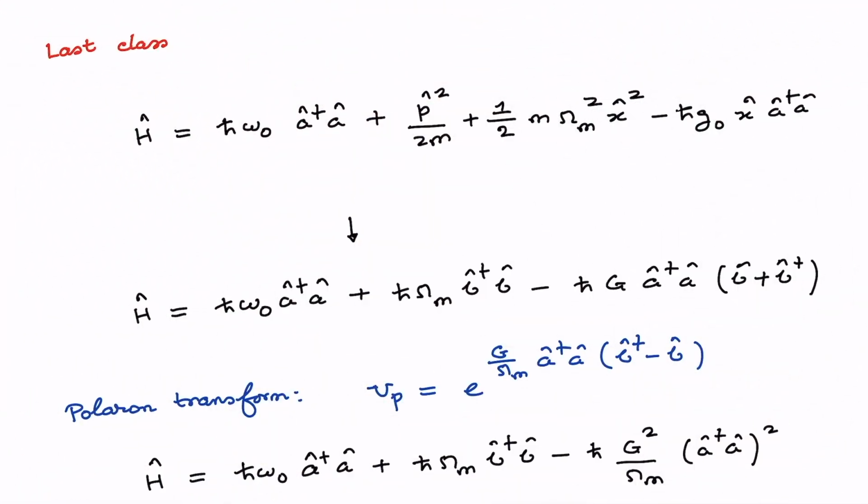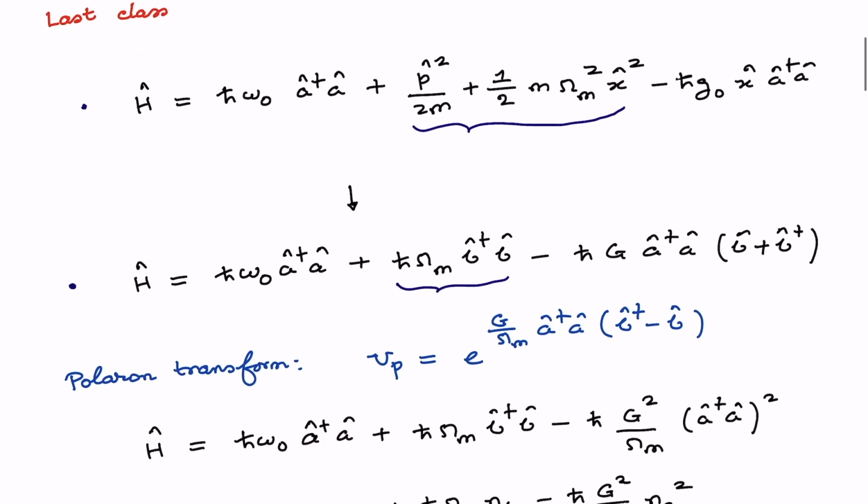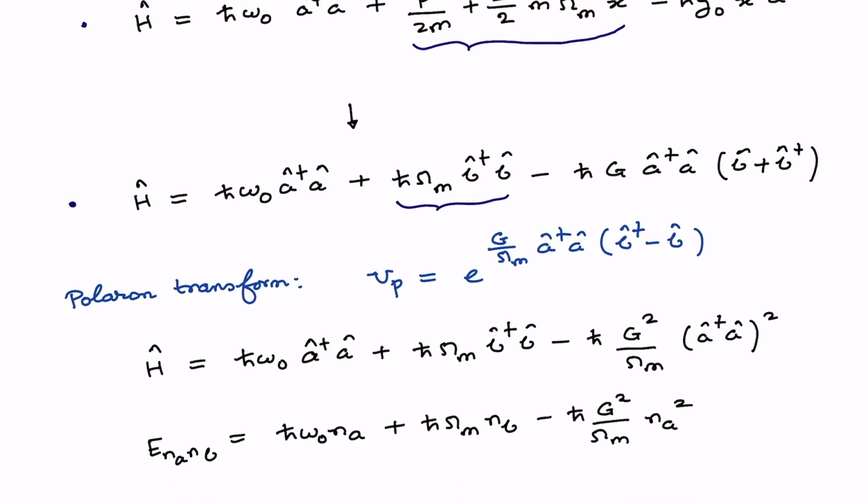So, let's begin. In the last class, we started discussing the optomechanical Hamiltonian. This optomechanical Hamiltonian can be written in two forms. In one form, you can write down the energy of the mechanical oscillator in terms of momentum P and the position operator X, or you can write it in terms of the creation and annihilation operators, that means B dagger B.